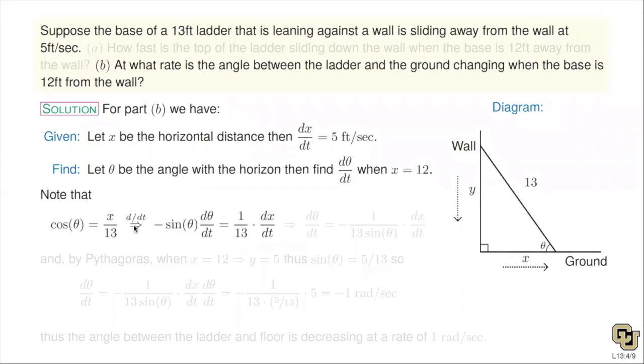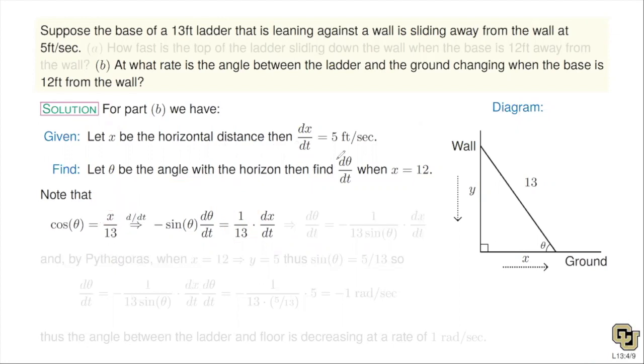So I take the derivative with respect to t. For cosine of theta, remember theta is a function of t, so here I have to do chain rule. The derivative of the outside is the derivative of cosine, which is this negative sine theta part. The derivative of the inside, the derivative of theta, is d theta dt. So that's where that whole expression on the left-hand side is coming from. On the right-hand side, the 1 over 13 I just copy down, it's the constant. The derivative of x with respect to t is just dx dt.